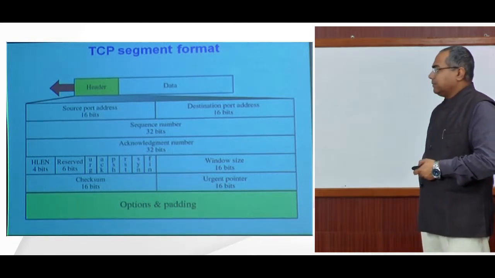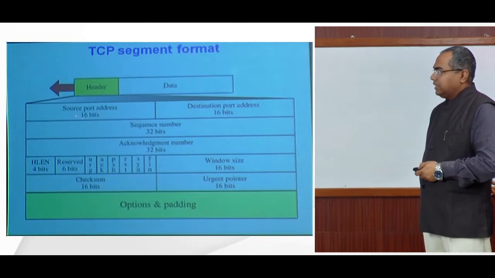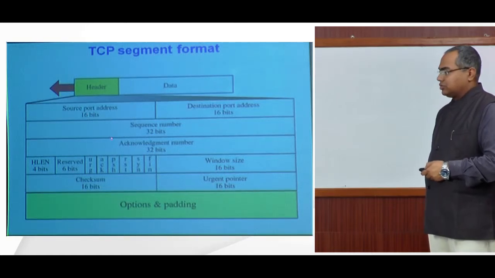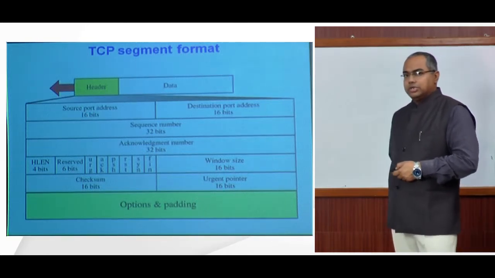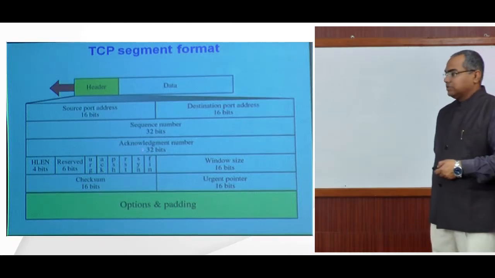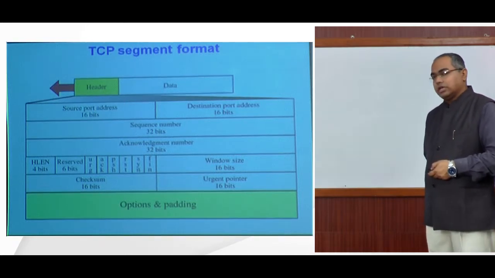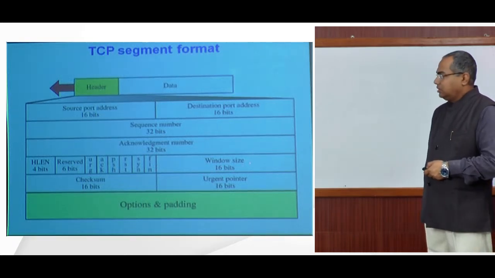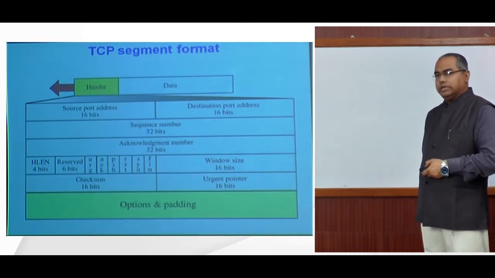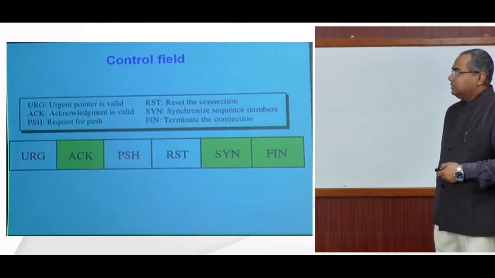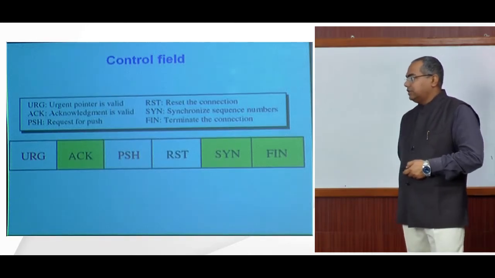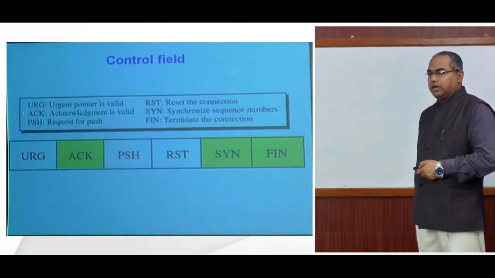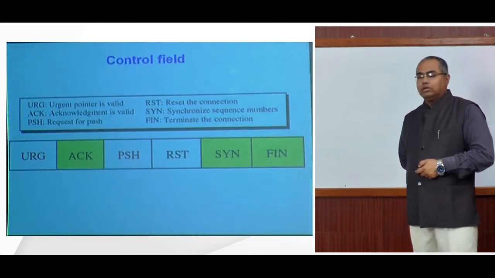That's my segment structure of TCP. It has all the required information to transmit data: source and destination port addresses, sequence number, acknowledgement number, size of the header as header length, then the flags, window size, urgent pointer and checksum. These are my control fields, 6 of them. Each of them can have a value of either 1 or 0.